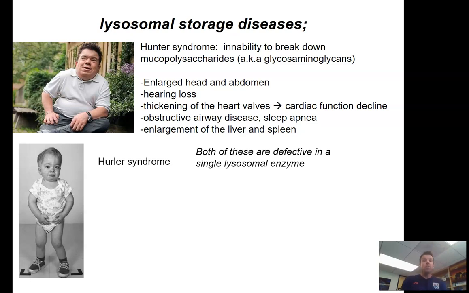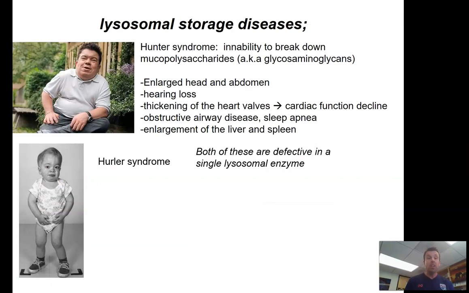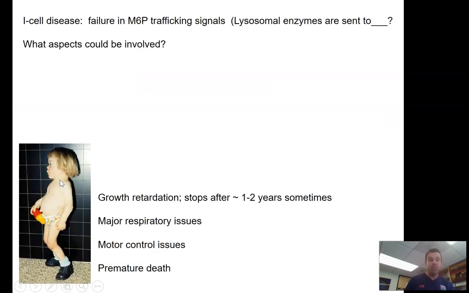Right? This is another syndrome called Hurler syndrome. Same idea. Both of these are defective in a single lysosomal enzyme. So in other words, the enzyme that does a particular job is mutated. However, we have an I-cell disease as well. This is much more problematic. Both of these diseases, the individuals live pretty long, relatively healthy lives. Not completely normal. They have some illnesses obviously associated with them, but still live long, relatively healthy lives.